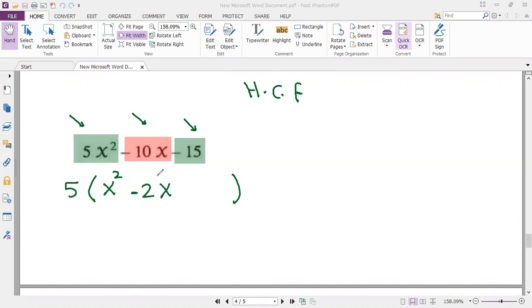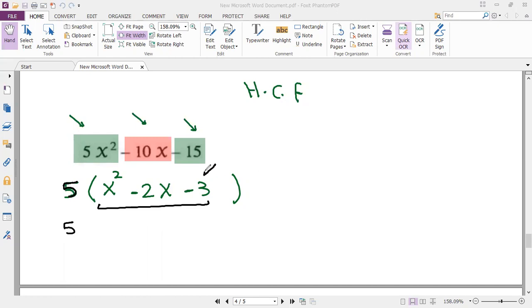You know what I'm doing? I'm dividing the term by the highest common factor, which is 5. And negative 15 divided by 5 is negative 3. Now, I took 5 as a highest common factor. Leave this 5 now and try to factorize this expression: x squared minus 2x minus 3.